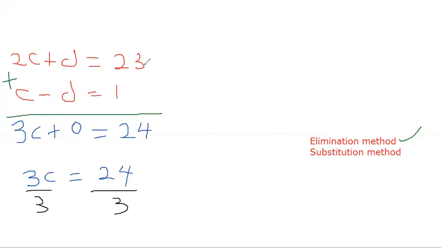Are you following? So 3 and 3 here will cancel. Then my C will be equal to 24 divided by 3, which is 8. Are you following? Yes. Now we have gotten the answer for C to be 8. What's the next thing we are supposed to do?